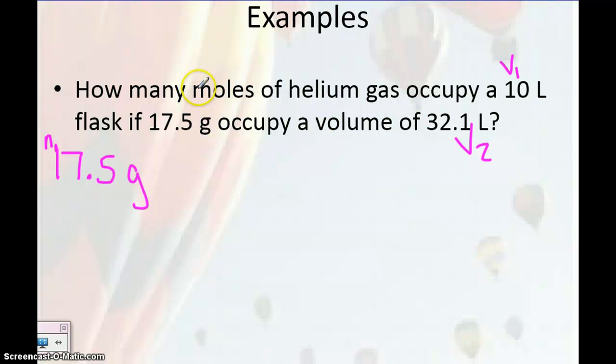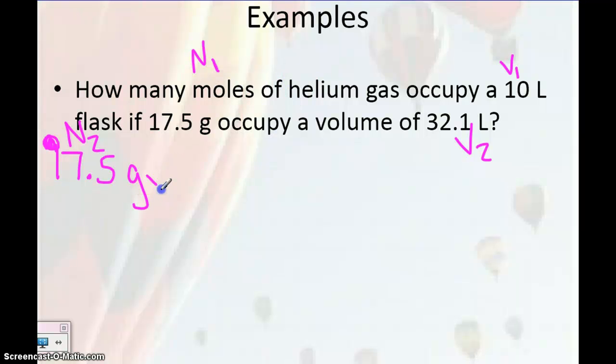So it wants to know how many moles occupy a 10-liter flask. So that's our N1. If this amount, so this would be our N2 once we get it to moles, occupies a volume of this. So we need to find out how many moles this is.